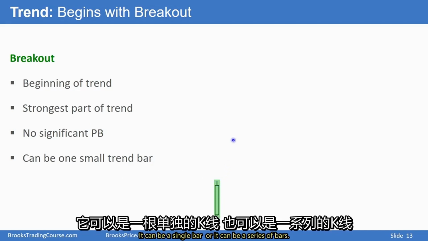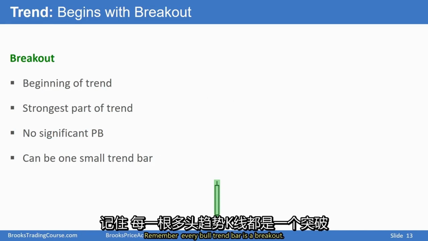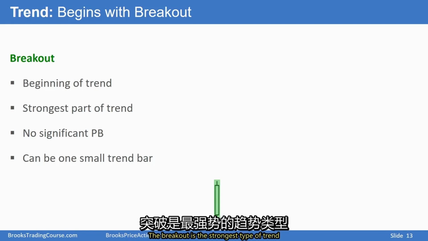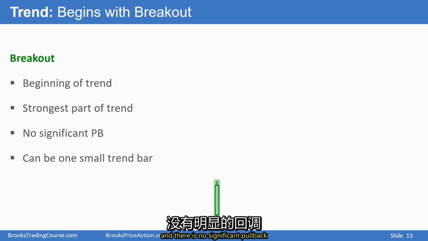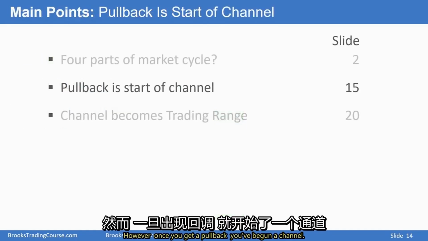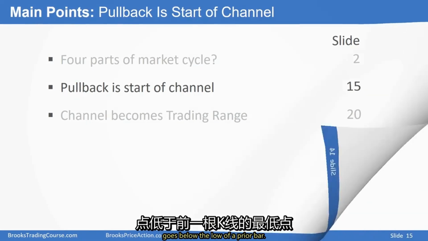It can be a single bar, or it can be a series of bars. For example, here we have a bull breakout. Remember, every bull trend bar is a breakout. It's also a climax. The breakout is the strongest type of trend, and there is no significant pullback, and sometimes it can last several bars. However, once you get a pullback, you've begun a channel. Pullback in a bull trend means the low of the bar goes below the low of a prior bar.